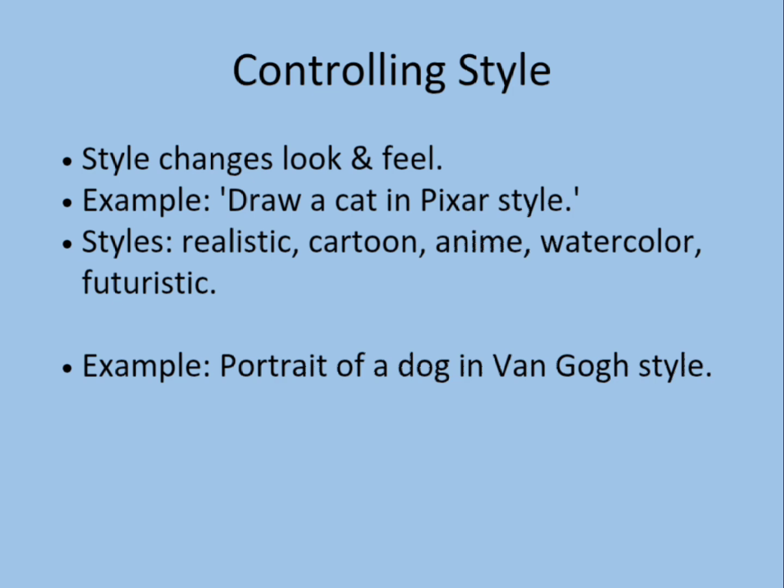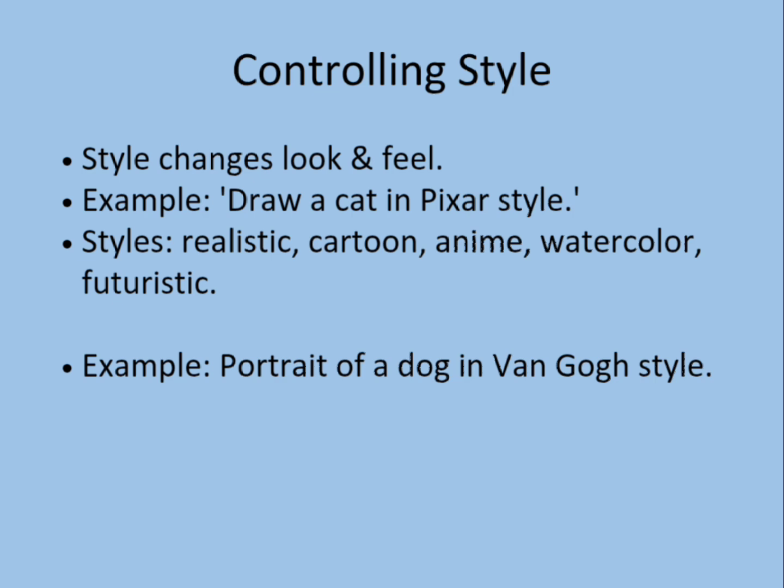Similarly, the more we explain about style, the more specifications we give about styles, we can ask for the image which is realistic, which is cartoon like, which is anime like, which is of watercolor or of futuristic design. The AI will try to generate such a visual. Also, if we ask to portray a dog or portrait of a dog in Van Gogh style, a very famous painter, Van Gogh. So his way of painting, he had different brush strokes. It's not continuous painting.